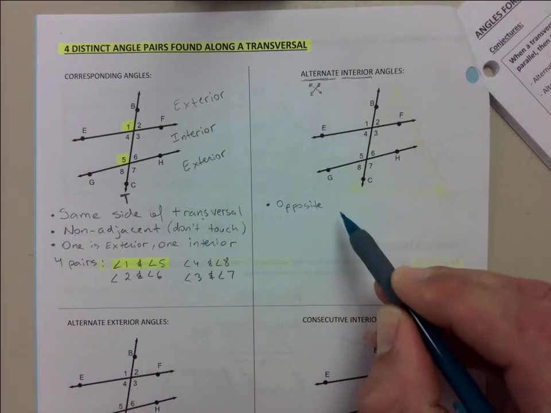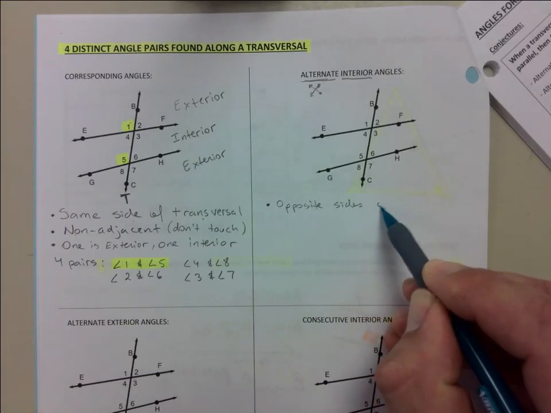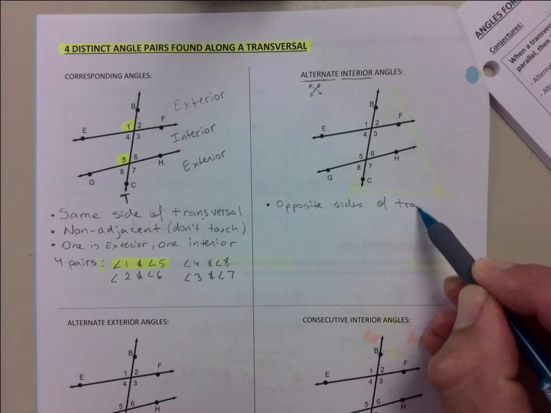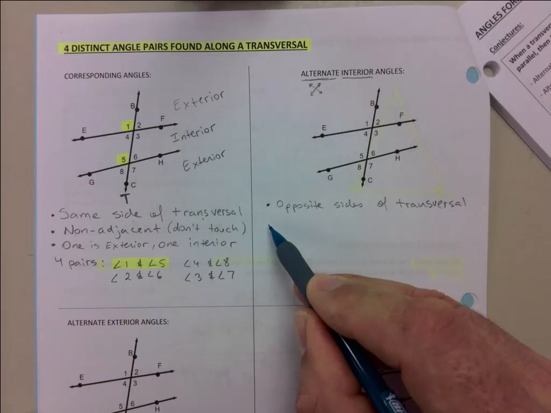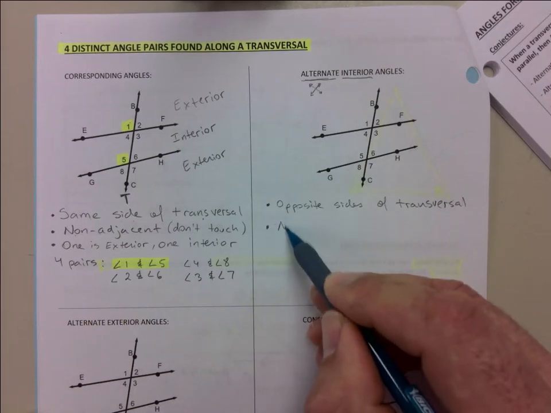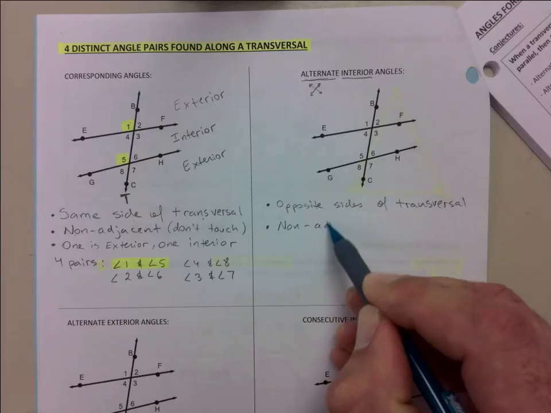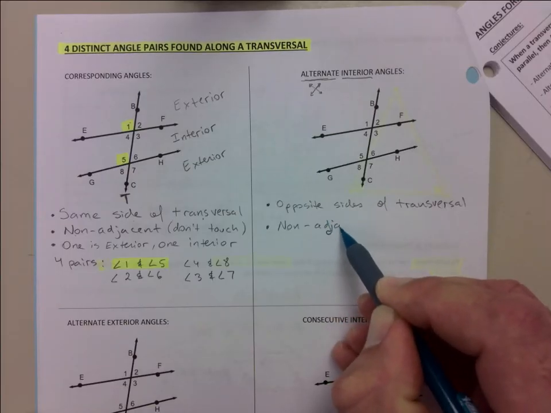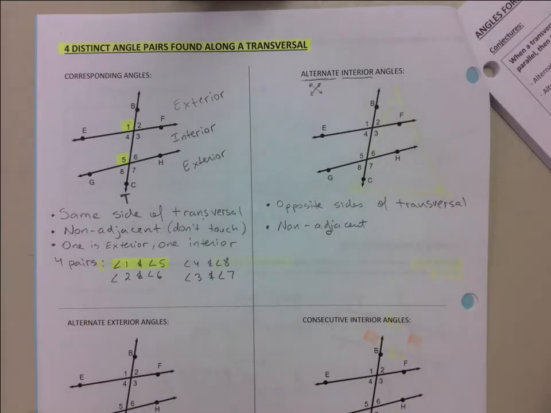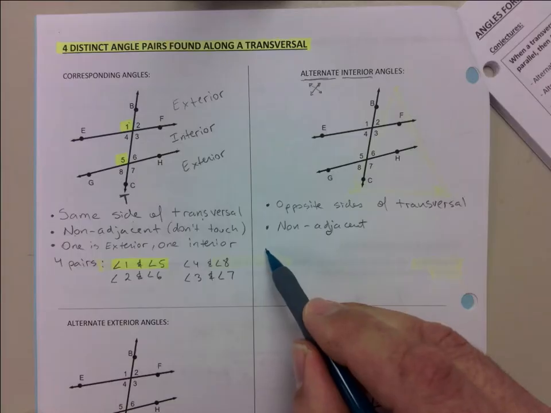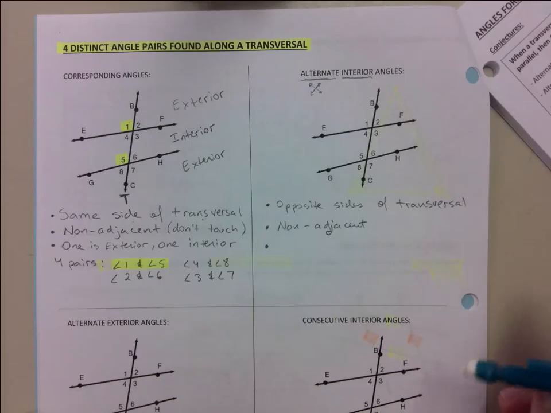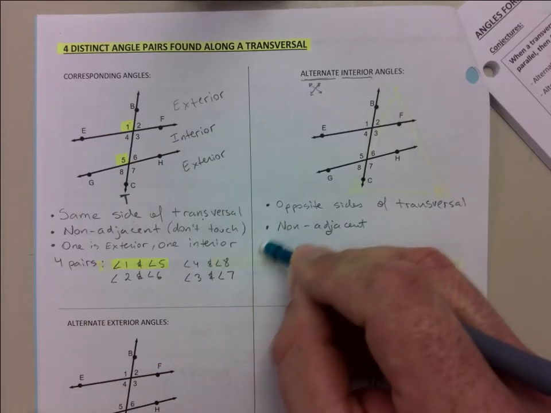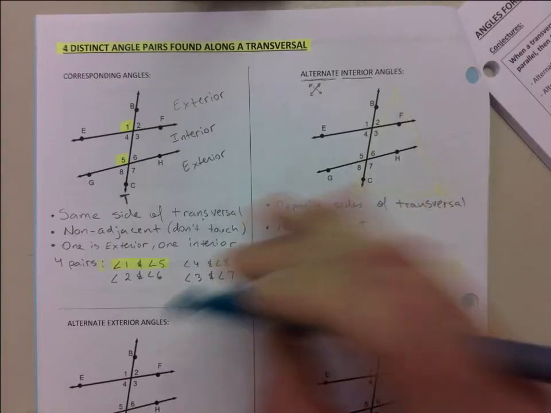Opposite sides of transversals. Transversal. They are non-adjacent. What does that mean? They don't touch. They're not right next to each other. And that's it. I don't know why I put a third bullet there.